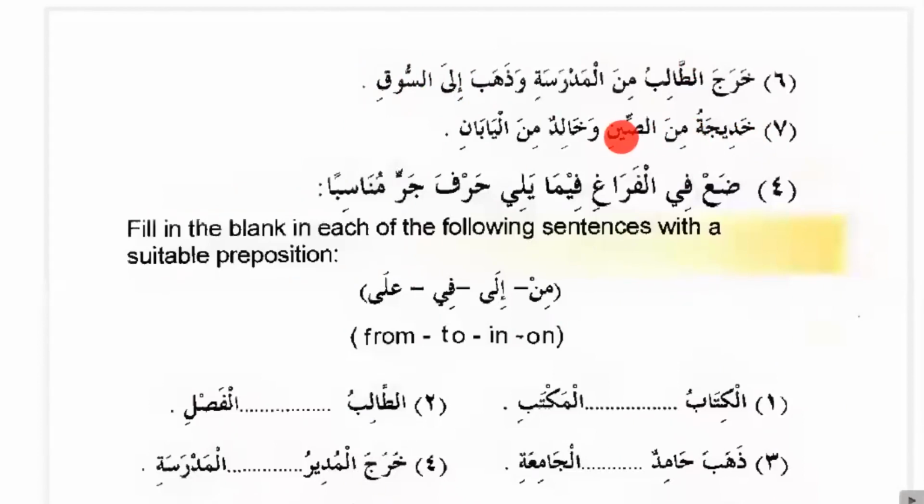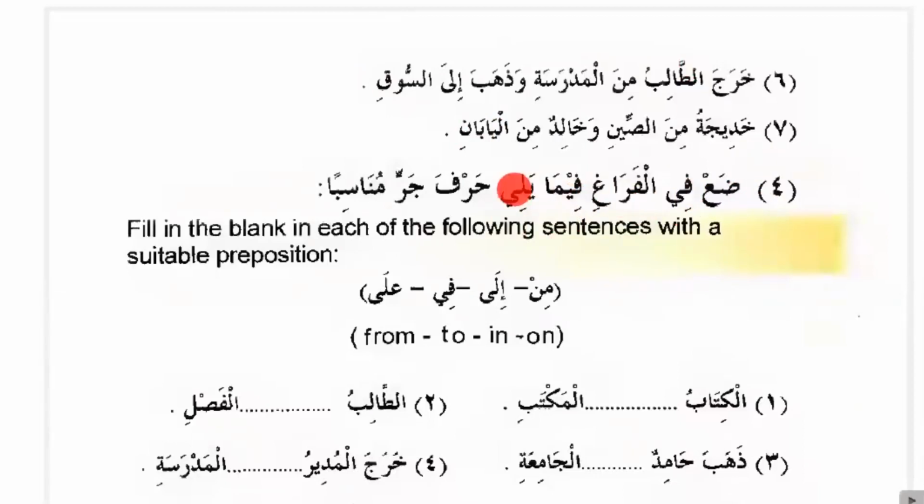Khadijatu min as-Sini wa Khalidun min al-Yaban. Khadijatu is from Sin, that is China. As-Sini, China. And Khalidun min al-Yaban is from Yaban, that is Japan. So we have here, okay, another exercise.